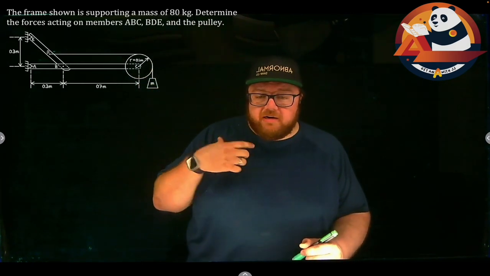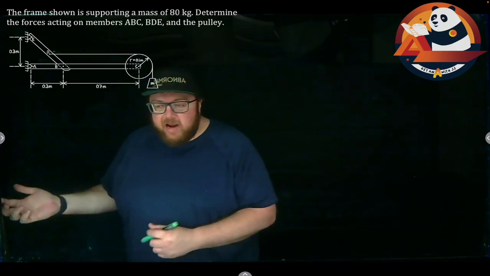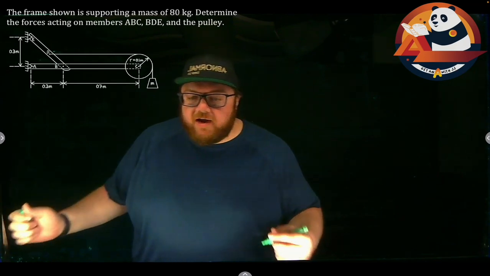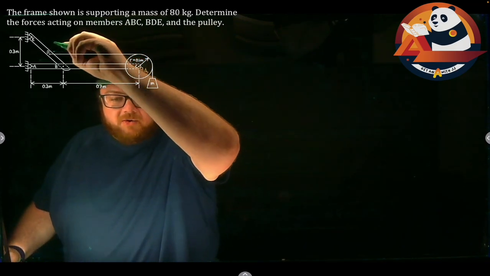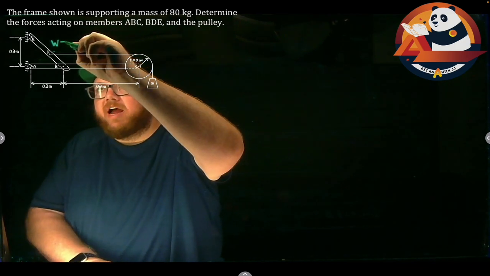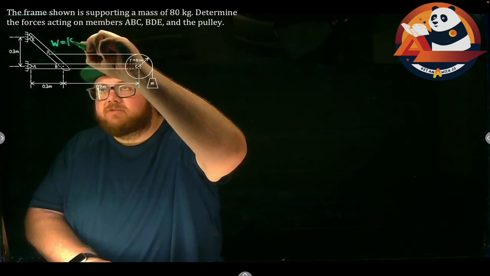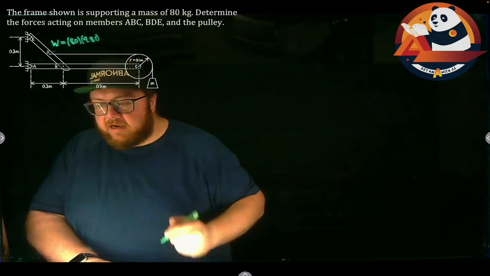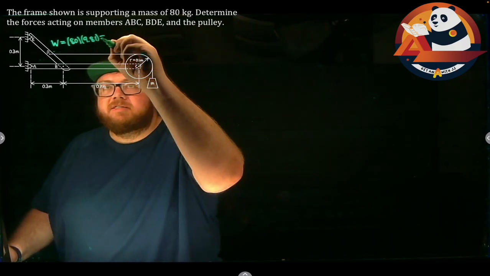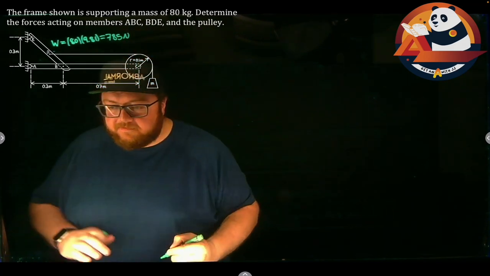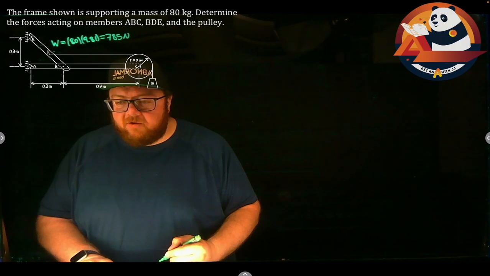First thing I would do here is, anytime I'm given a mass, I know we have to convert that into a weight because we sum forces in statics, not masses. So our weight here should be our mass times gravity. The mass was 80 times gravity, 9.81. This should be 785 newtons. With that known, we can go ahead and keep moving forward with everything.